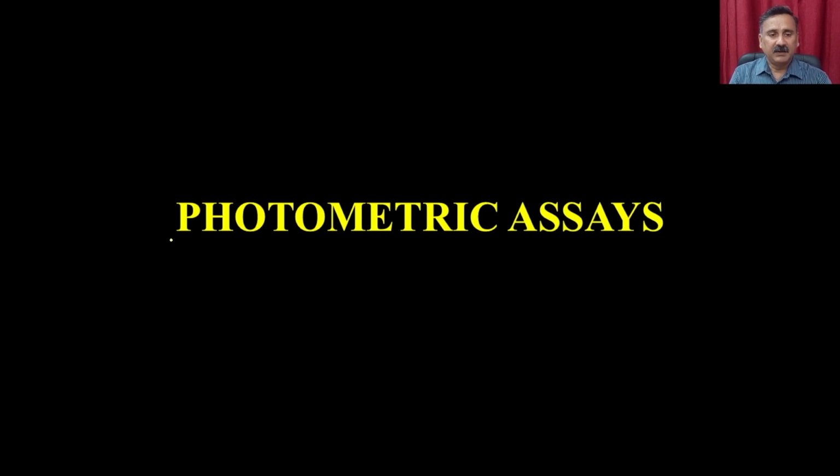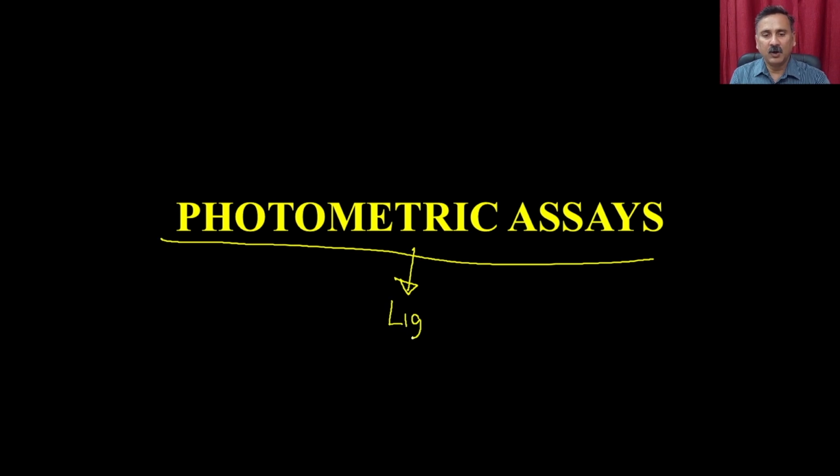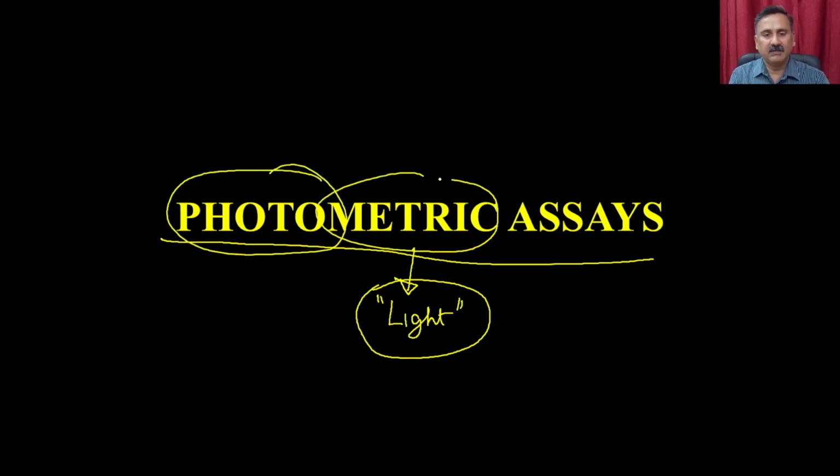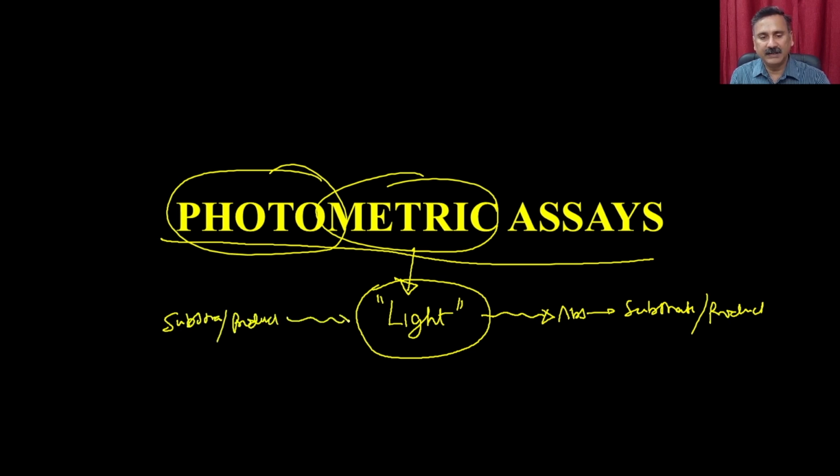So photometric assays, as the name suggests, means you are going to absorb, or you are going to see something related to light, right? Photometric means, photo means light, metric means measuring, right? So you are going to do light measurements, whether the light is going to be absorbed by the substrate or product, or whether the substrate or the product is going to produce light, right?